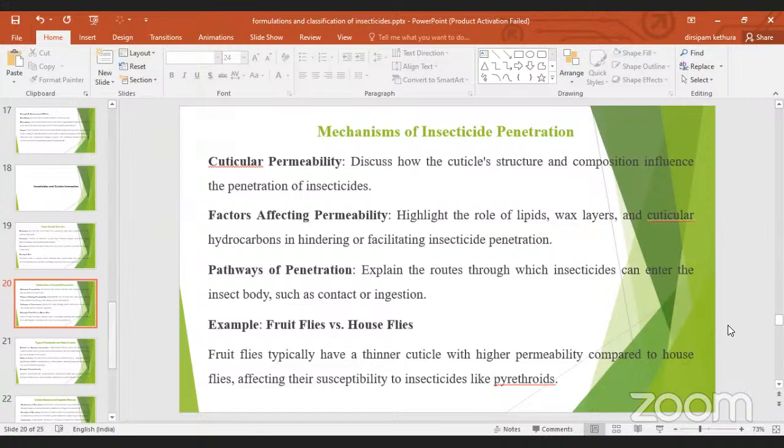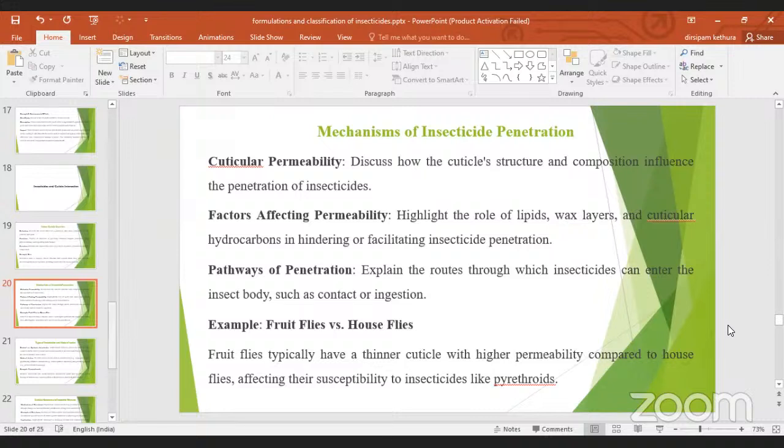And the factors which affect the permeability. Here, we are going to study the role of the lipids, and I already told you the cuticle is made up of chitin, lipids, and proteins. So we are going to talk about the importance of lipids, wax layers, and cuticular hydrocarbons in hindering or facilitating insecticide penetration. And coming to the pathways, we are going to study the routes through which insecticides can enter the insect body, either by contact or by ingestion. Examples are fruit flies or house flies.